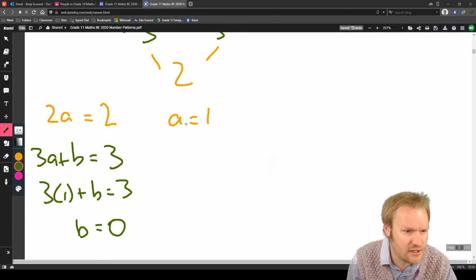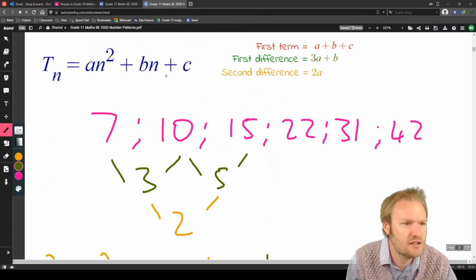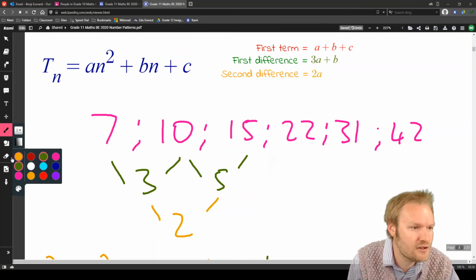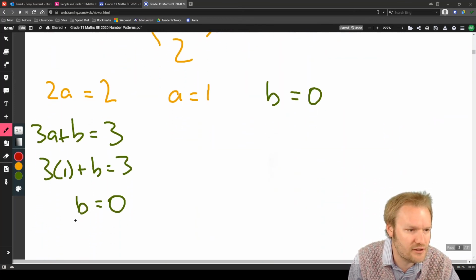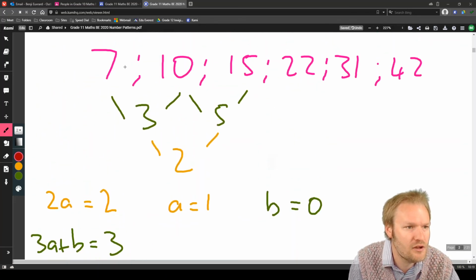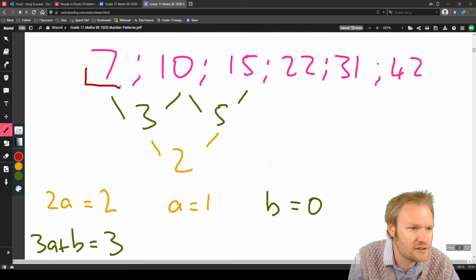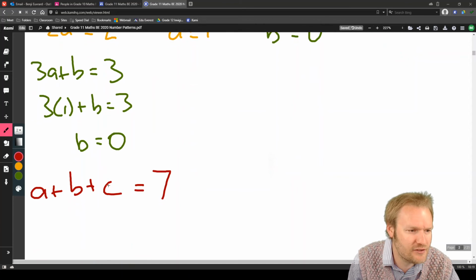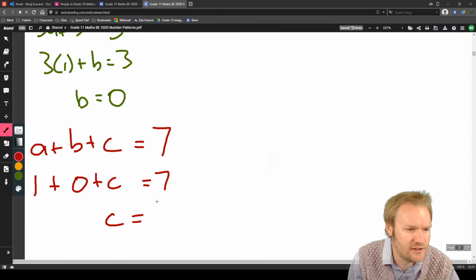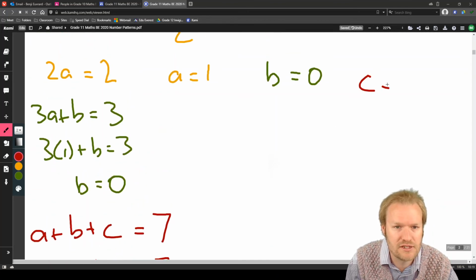Okay, so far we've got a equals 1, b equals 0. All that remains to be found out is what c is. Then we've got our final formula. Well, the first term is a plus b plus c. First term was 7. There it is there. I like highlighting it like that. So that's 7. A we worked out was 1. B was 0. C we don't know yet. So 1 plus c equals 7. C equals 6.